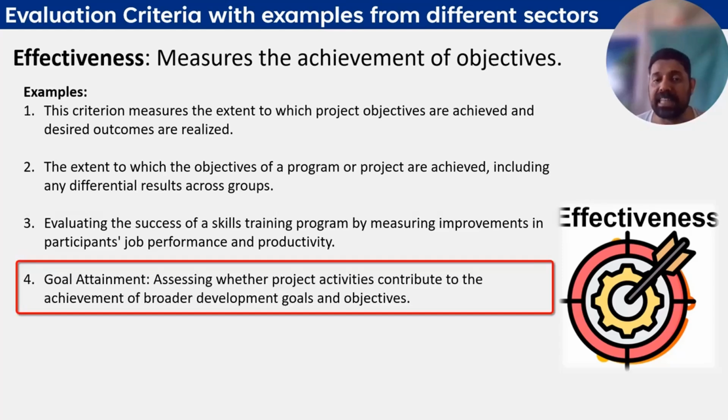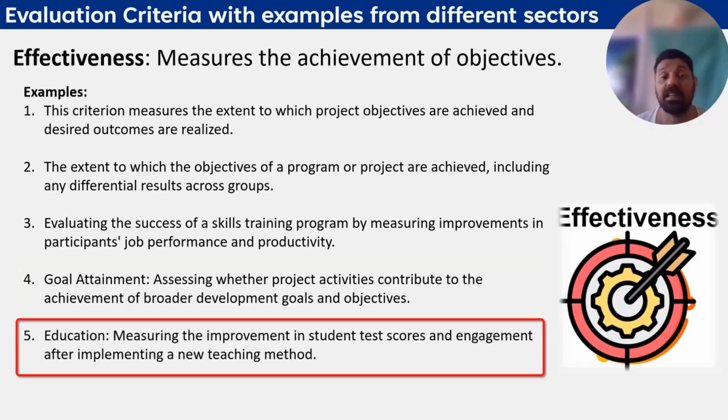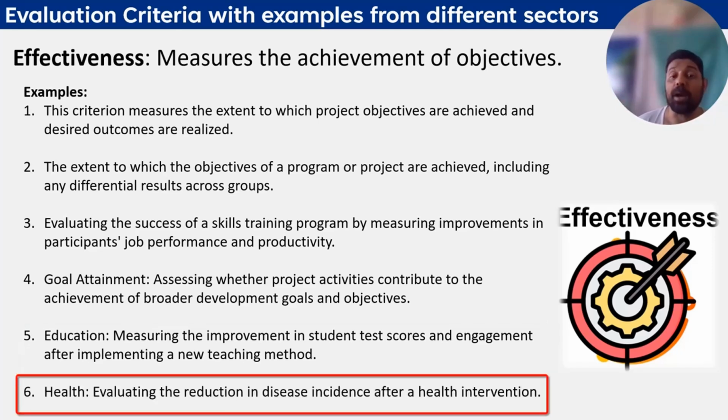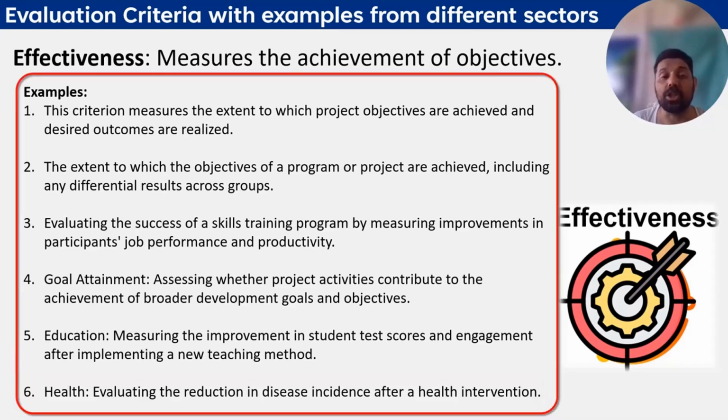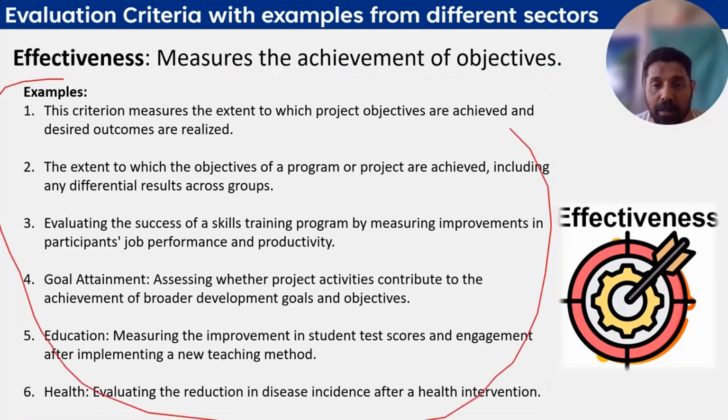Goal attainment, assessing whether project activities contribute to the achievements of broader development goals and objectives or not. Measuring the improvement in student test scores and engagement after implementing a new teaching method. In health, evaluating the reduction in disease incidence after a health intervention. In effectiveness criteria, you will have to develop questions like these to assess the effectiveness of the project.